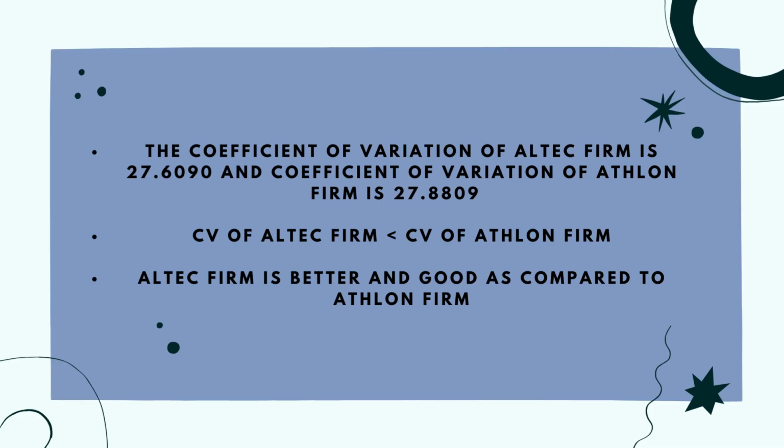The coefficient of variation of Altec firm is 27.6090 and the coefficient of variation of Athlon firm is 27.8809. The CV of Altec firm is smaller than the CV of Athlon firm, so Altec firm is better compared to Athlon firm.